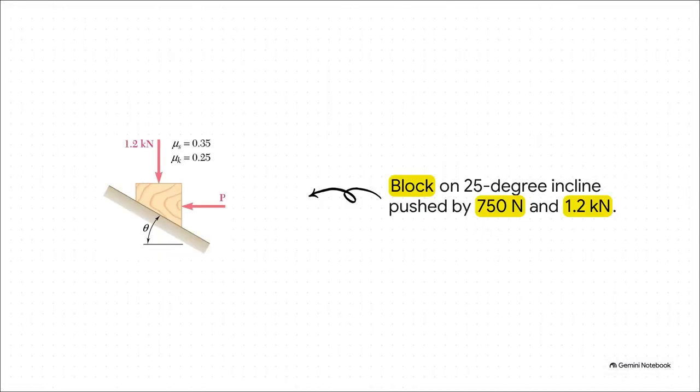Let's put this into a real-world industrial context. Picture this scenario. We have a heavy mechanical block sitting on a 25-degree steel incline. It's under multiple directional loads. There's a horizontal 750 Newton push and a vertical downward crushing force of 1.2 kilonewtons. We are given a static coefficient of 0.35. Our job as engineers is to determine mathematically, will this block stay safely at rest or is it going to slide down and cause a failure?